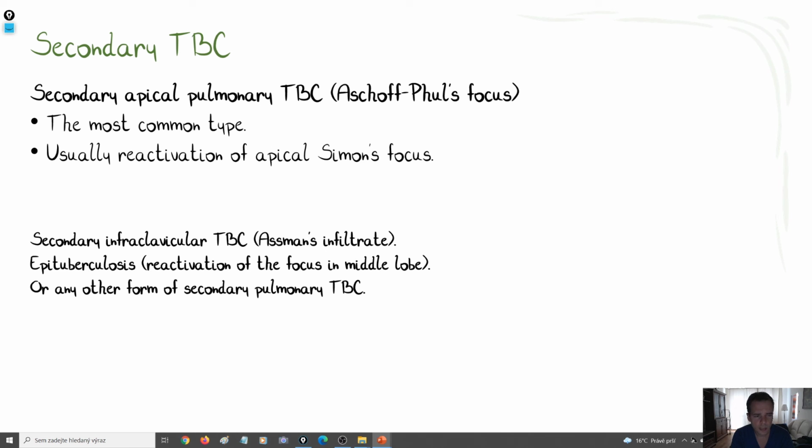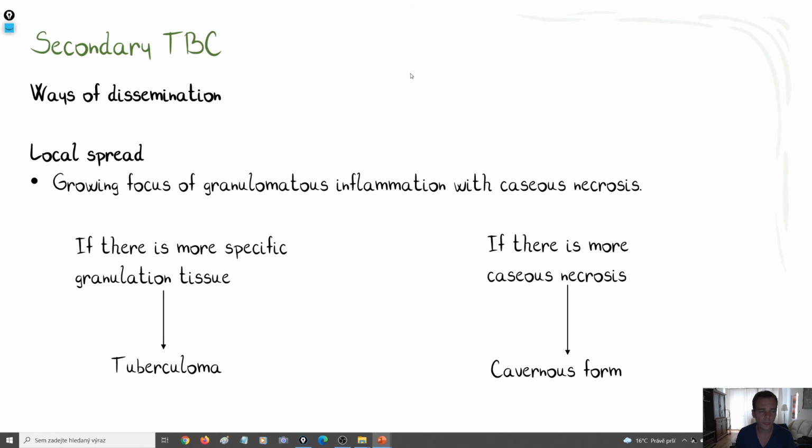Sometimes you can see reactivation of a focus that is a little bit lower, behind or below the clavicle. It's called secondary infraclavicular TBC or Assmann's infiltrate. Or sometimes you can appreciate also the reactivation in the middle lobe of the right lung, which is called epituberculosis. But in most of the cases, it's the apical TBC. And as I said many times, the local spread is the most typical.